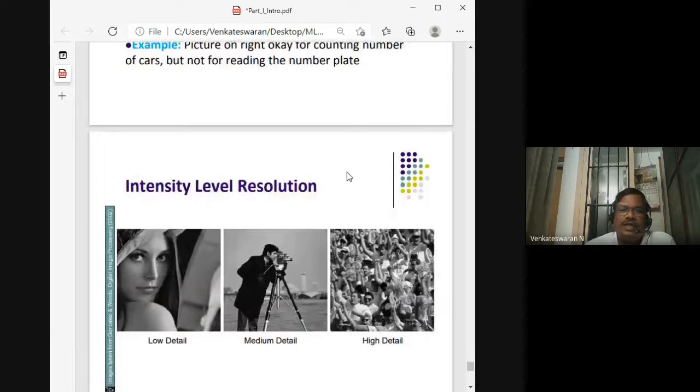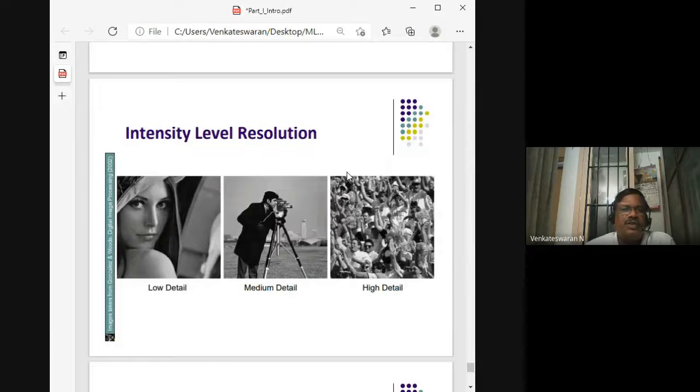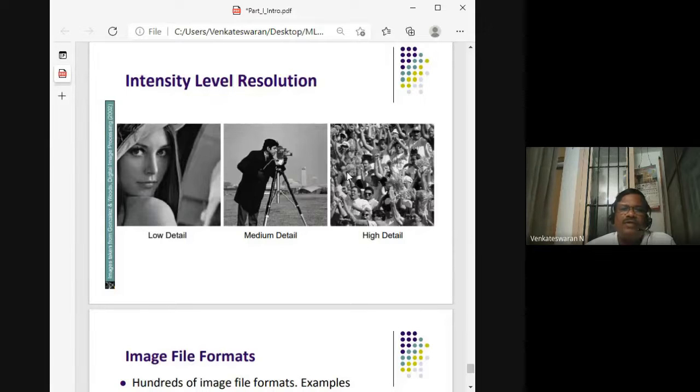So you should have better intensity resolution. You also have good spatial resolution. So you have high detail. I call this high detail because there are too many people. From here you will be able to understand, for example, the number of people who are present. This is all in a crowd sensing kind of scenario, right? So you're trying to understand the crowd behavior or whatever it is.